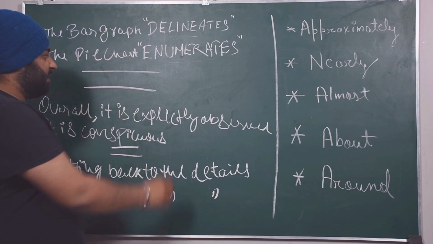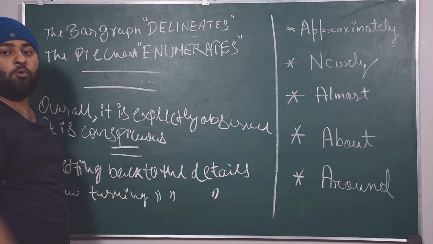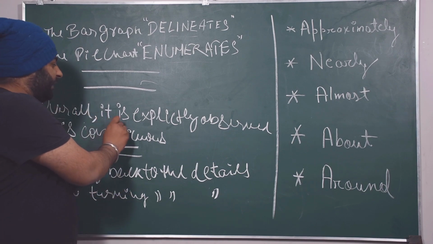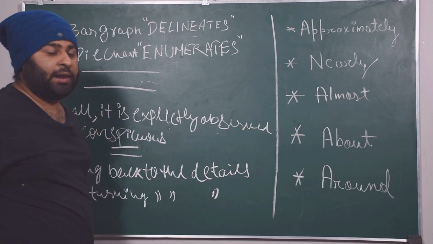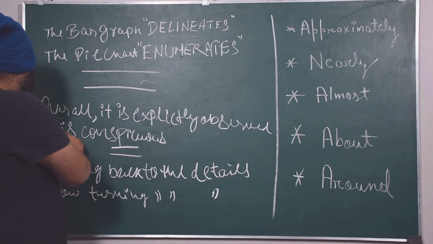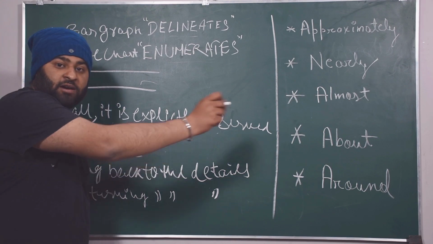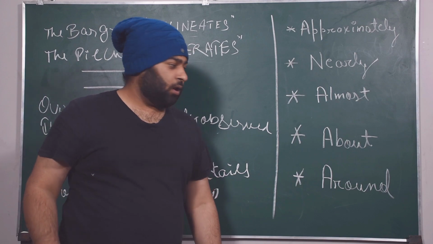So after that, skip one line and start the overview. Overall, it is explicitly observed that... whatever you want to write next. Or else you can write it is conspicuous from the graph that, and whatever your percentages are, you can simply write down over there.